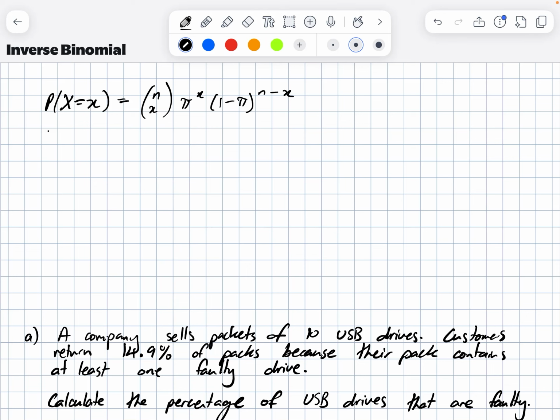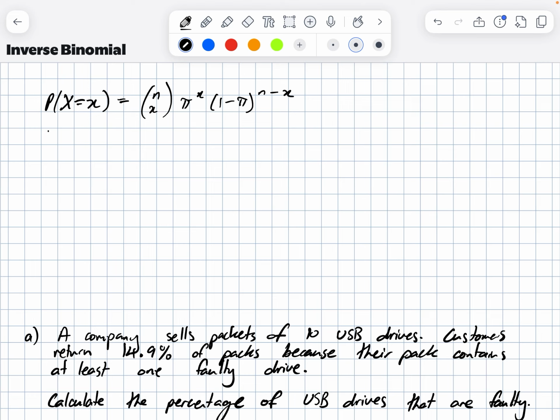When we come across our different distributions, we're always going to come across questions that require going backwards, and these are called inverse distributions. So this will be going over inverse binomial distribution. I've written up the formula for a normal binomial distribution, and inverse means now instead of trying to calculate the probability, you already know it, and you're trying to calculate either n or pi.